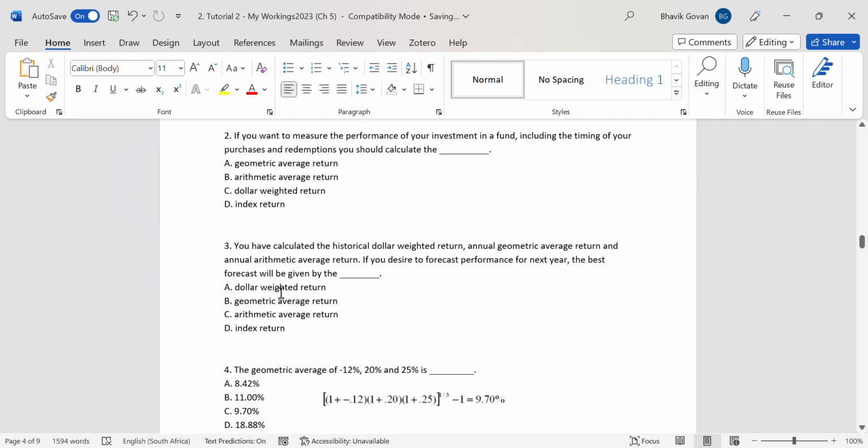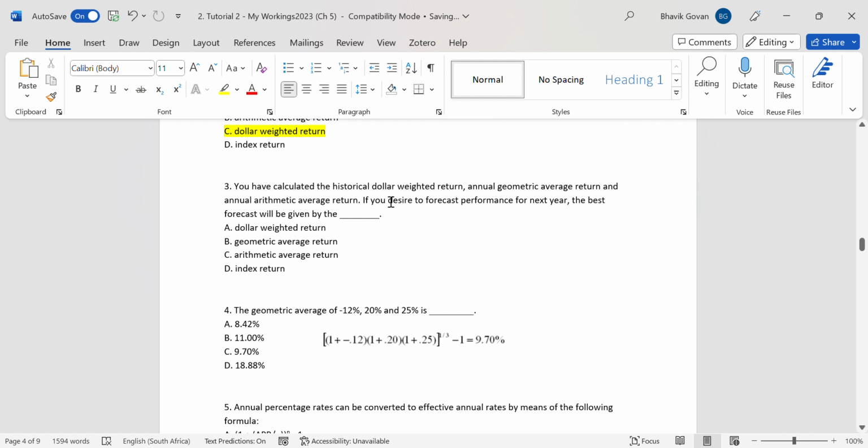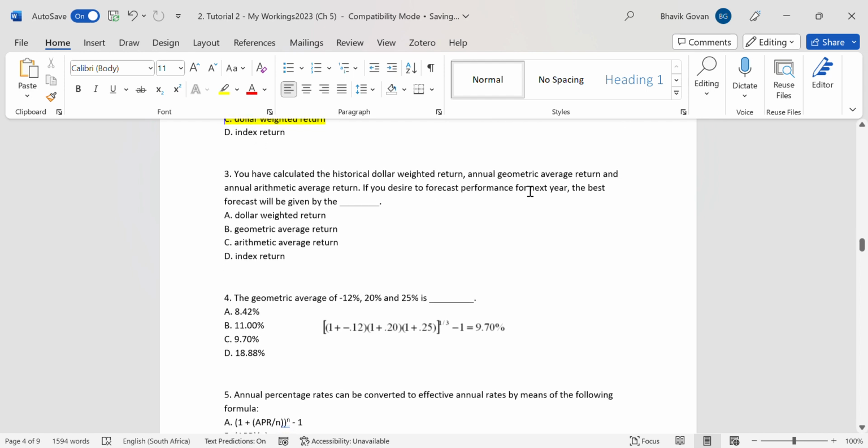If you want to measure the performance of your investment in a fund, including the timing of your purchases and redemptions, you should calculate the geometric return, arithmetic average return, dollar weighted return, index return. So the answer is C. You have calculated the historical dollar weighted return, annual geometric average return, and arithmetic average return. If you desire to forecast performance for next year, the best forecast will be given by your arithmetic average.